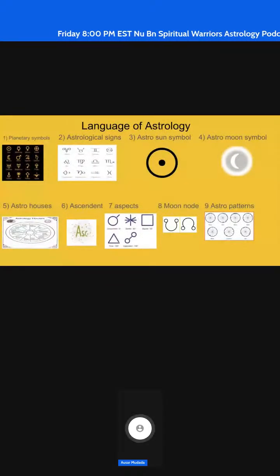Key 2, Star Constellations. In learning the language of astrology, there are certain components that are essential to know and to understand. First, let's look at planetary symbols. Another is astrological signs. Third is astro-sun symbol. Fourth is astro-moon symbol. The astral houses and the ascendants are important as well. You have the aspects, the moon node, and astral patterns. Once you have become familiar with these signs and symbols and what they represent, you're well on your way.